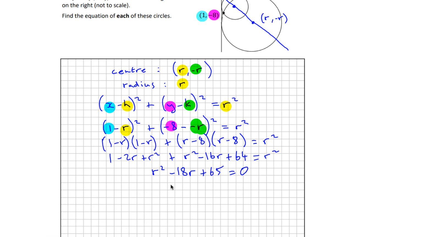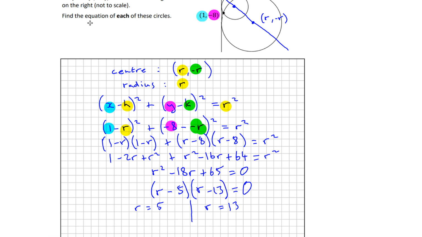And what's this going to give us? It's going to give us two values for r, which will be the two radii of the circles. So solving this, you can solve by formula, or you can factorize it. So the factors of 65 that give you minus 18 are 5 and 13, and it's going to be minus 5 and minus 13. So that means that r is 5 or 13. So there's my two radii for each circle.